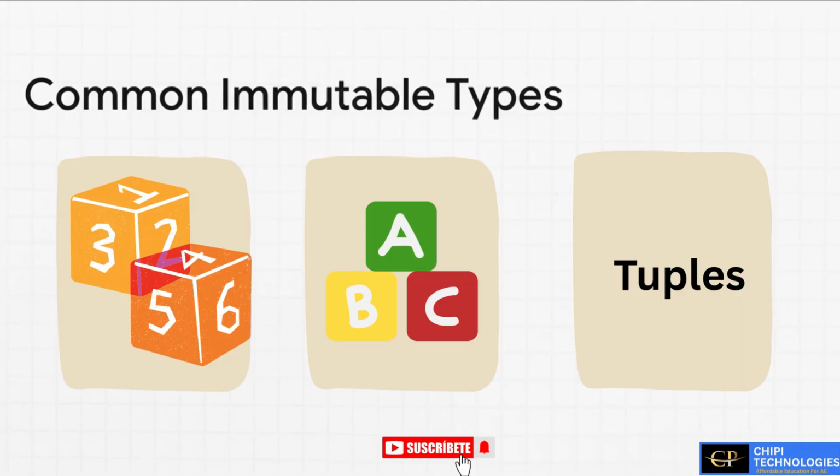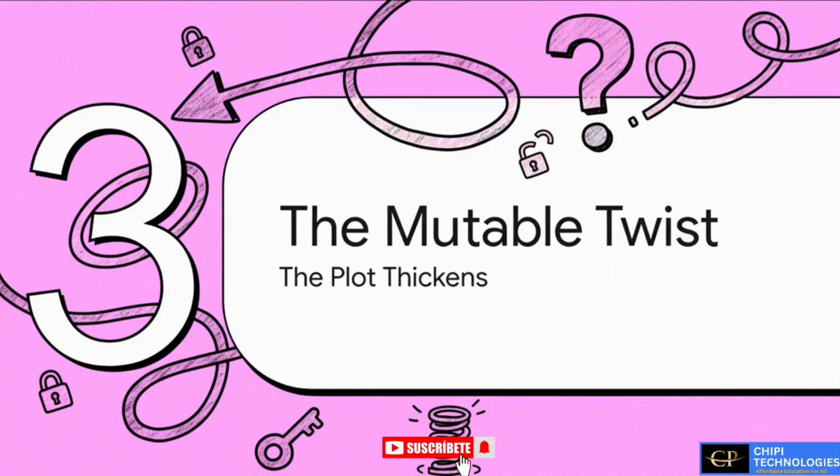And it's not just for numbers. The usual suspects for immutable types are integers, strings, and tuples. So from now on, whenever you think you're changing one of them, just remember, what you're really doing is making a whole new one behind the scenes. Okay, so you're probably thinking, got it. Variables are just labels, and changing one just makes a new thing. Simple, right? Well, not so fast.